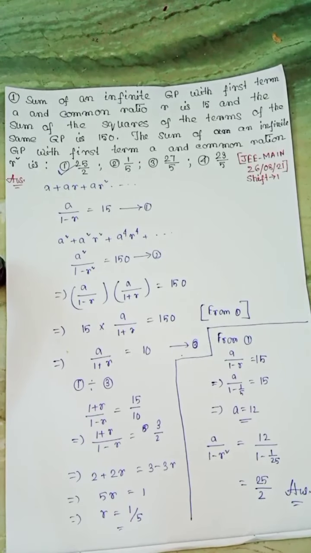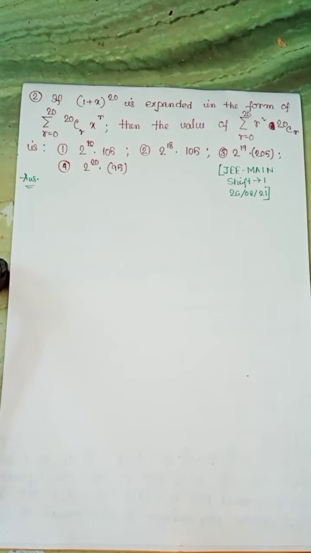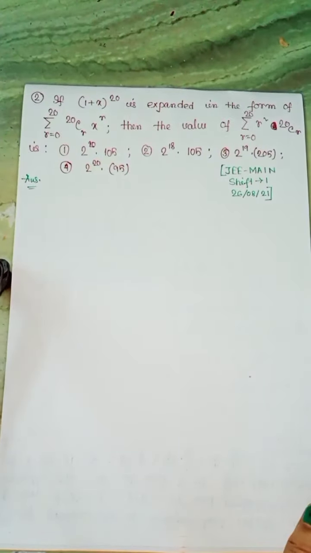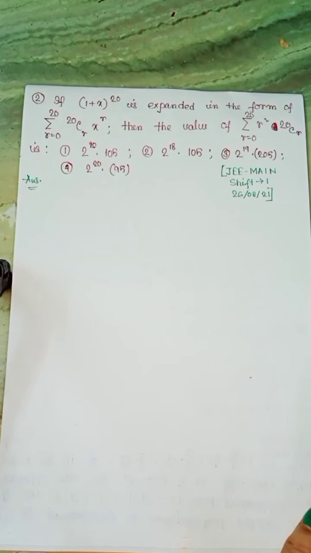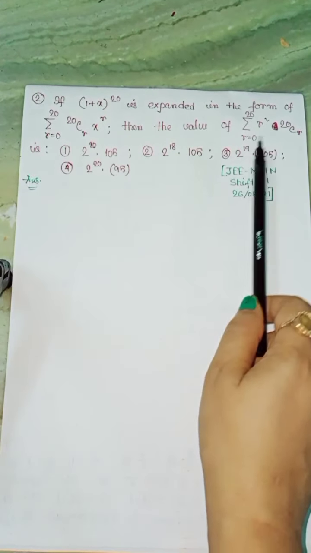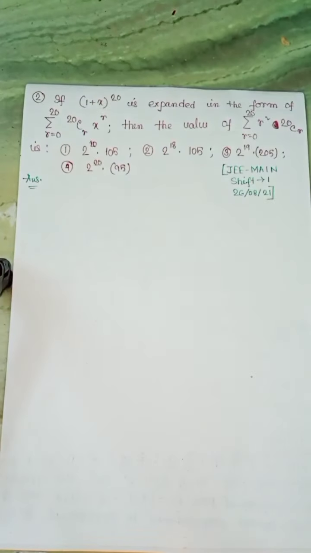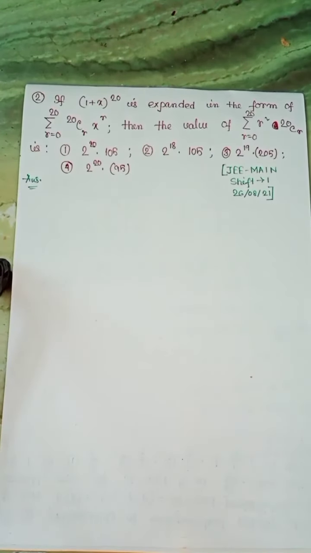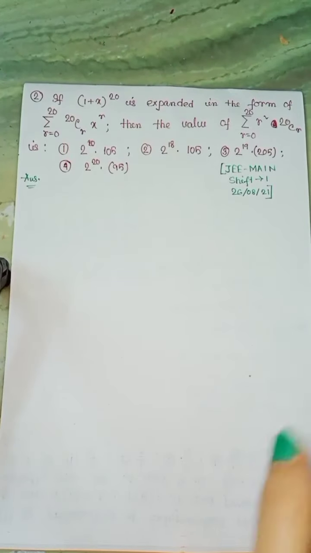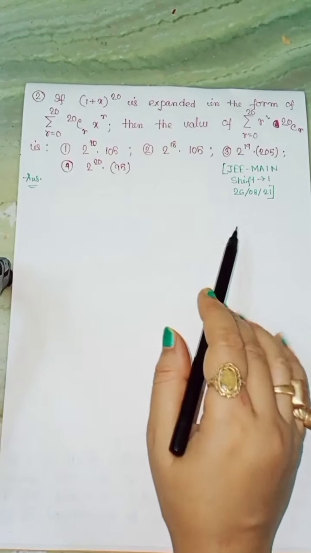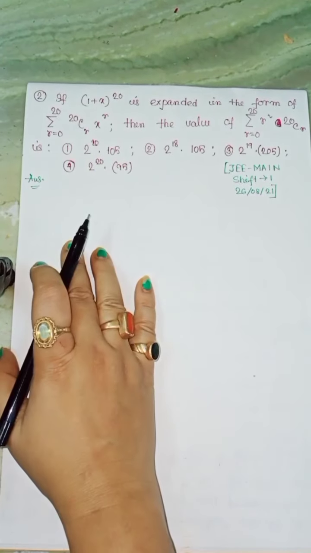Now moving to question 2. Question 2 tells us: if 1 plus x whole to the power 20 is expanded in the form of the sum over r equal to 0 to 20 of 20Cr x to the power r, then the value of the sum over r equal to 0 to 20 of r square 20Cr is? Four options are given. This is a question on the binomial theorem, and it's also a memory-based question from JEE Main Shift 1, 26th of August 2021.